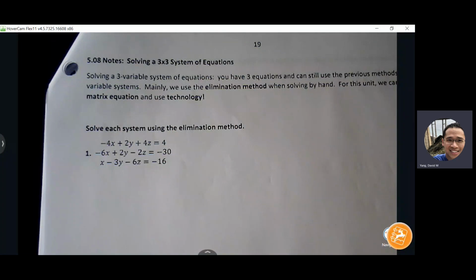One more day. That's page 19 in your packet.